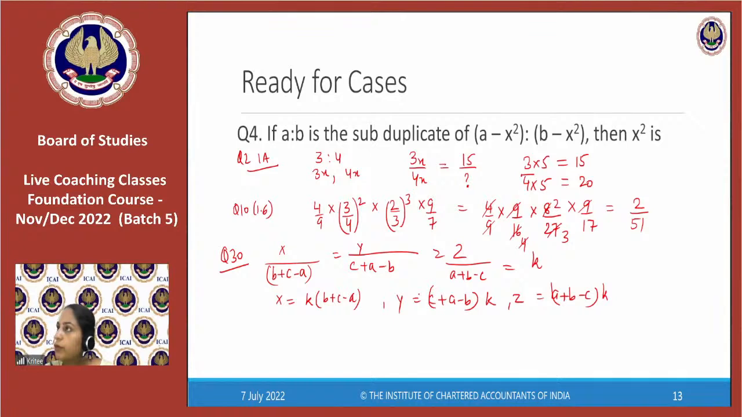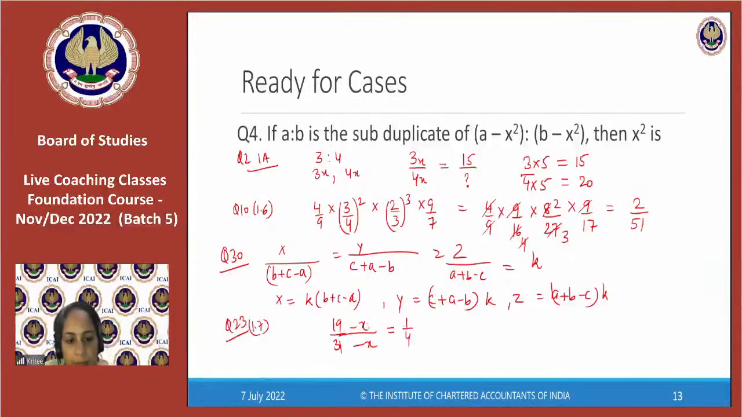Question number 23, page 1.7. The number which, when subtracted from each of the terms of the ratio 19:31, reduces it to 1:4. If the ratio is 19:31, what should be that one number which when subtracted from both of them gives you the ratio 1:4?